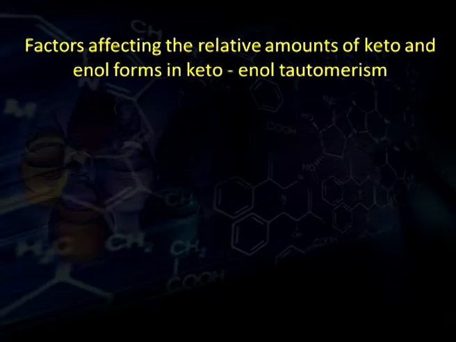So, by these methods we could find out the percentage of keto and enol forms. Now, let us see the factors which affect the relative amount of keto and enol forms in keto-enol tautomerism.